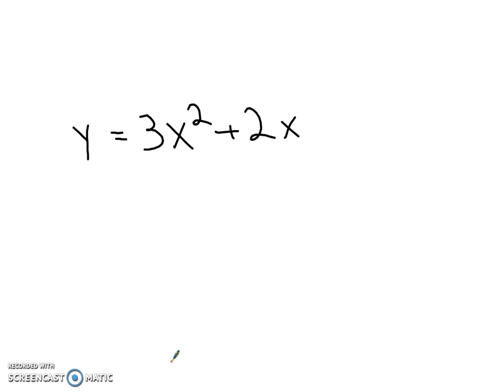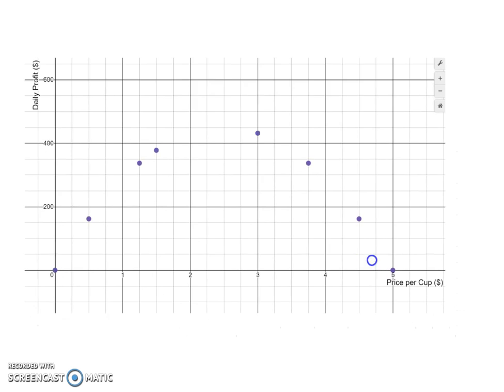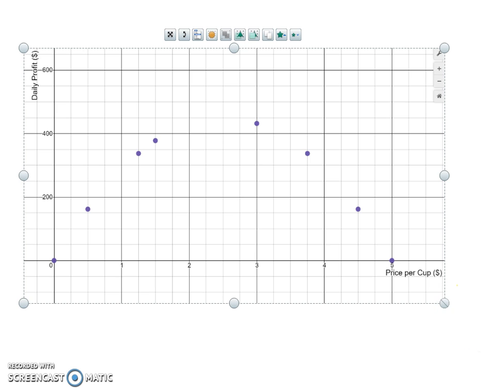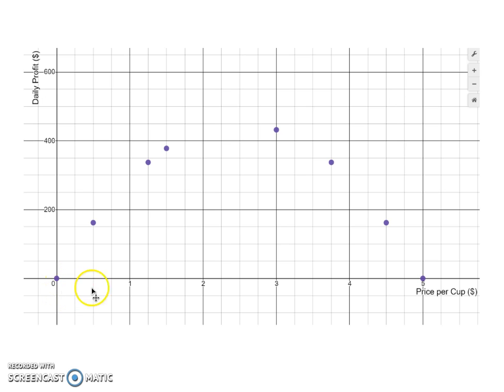Okay, so kind of the last thing to look at before you get started, here's a graph of some data. The idea is I'm looking at the price per cup. If I was selling coffee, as the price per cup increases, what happens to the amount of daily profit? Well, clearly, if I sell coffee for $0, in other words, if I give it away, I'm going to make zero amount of money. It's going to be pretty bad. In fact, I'd probably even lose money.